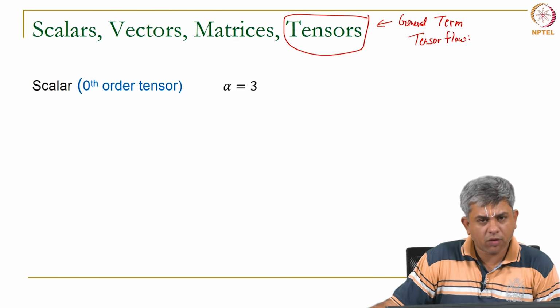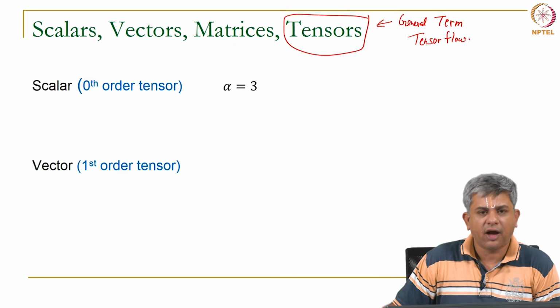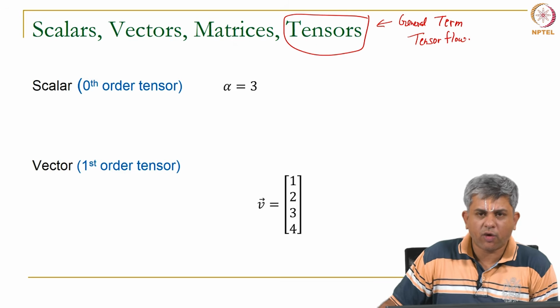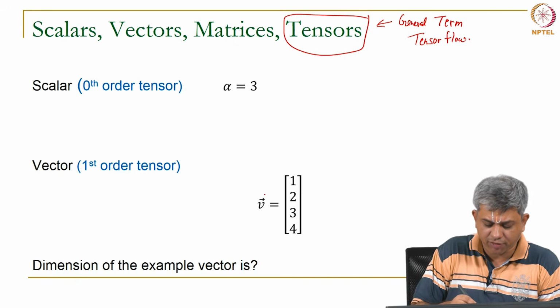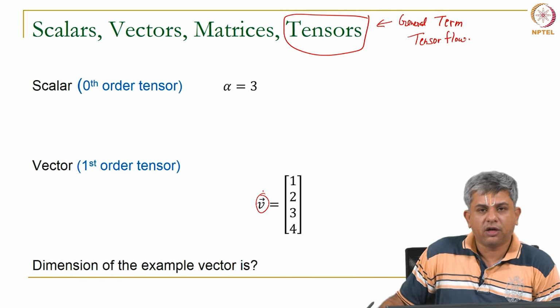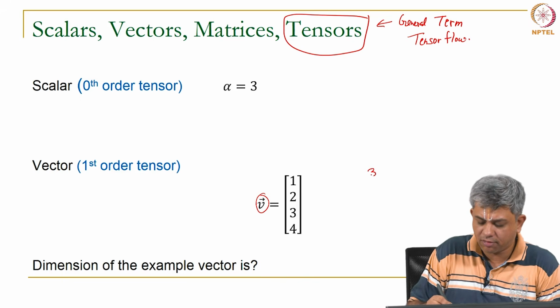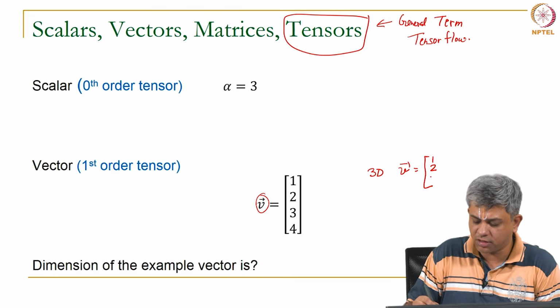Now, a scalar is nothing but a 0th order tensor, and a vector is called a first order tensor. I would like you to be a little careful. What is the dimension of this vector? Suppose you have a vector in 3 dimensional space; we will typically denote it, let us say it is a location, with 3 numbers.